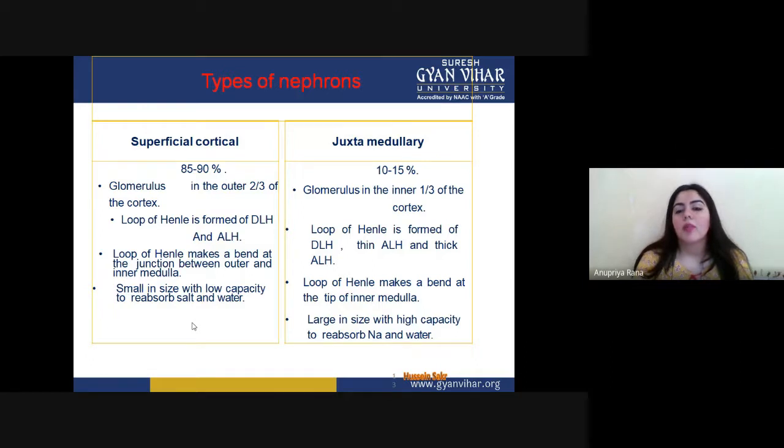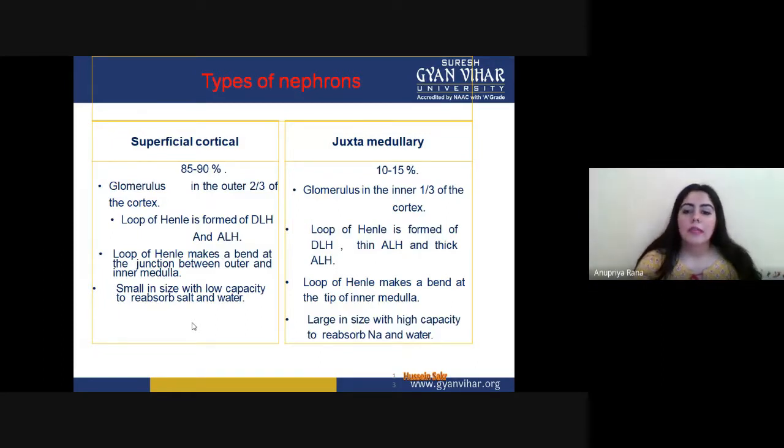Juxtamedullary nephrons are about 10 to 15%, with glomeruli in the inner one-third of the cortex, since two-thirds has already been taken by the superficial ones. So juxtamedullary nephrons remain in the inner one-third of the cortex. The loop of Henle is formed of DLH, ALH and thick ALH. So this loop of Henle is made up of the DLH and ALH, and it is formed with the thick ALH.